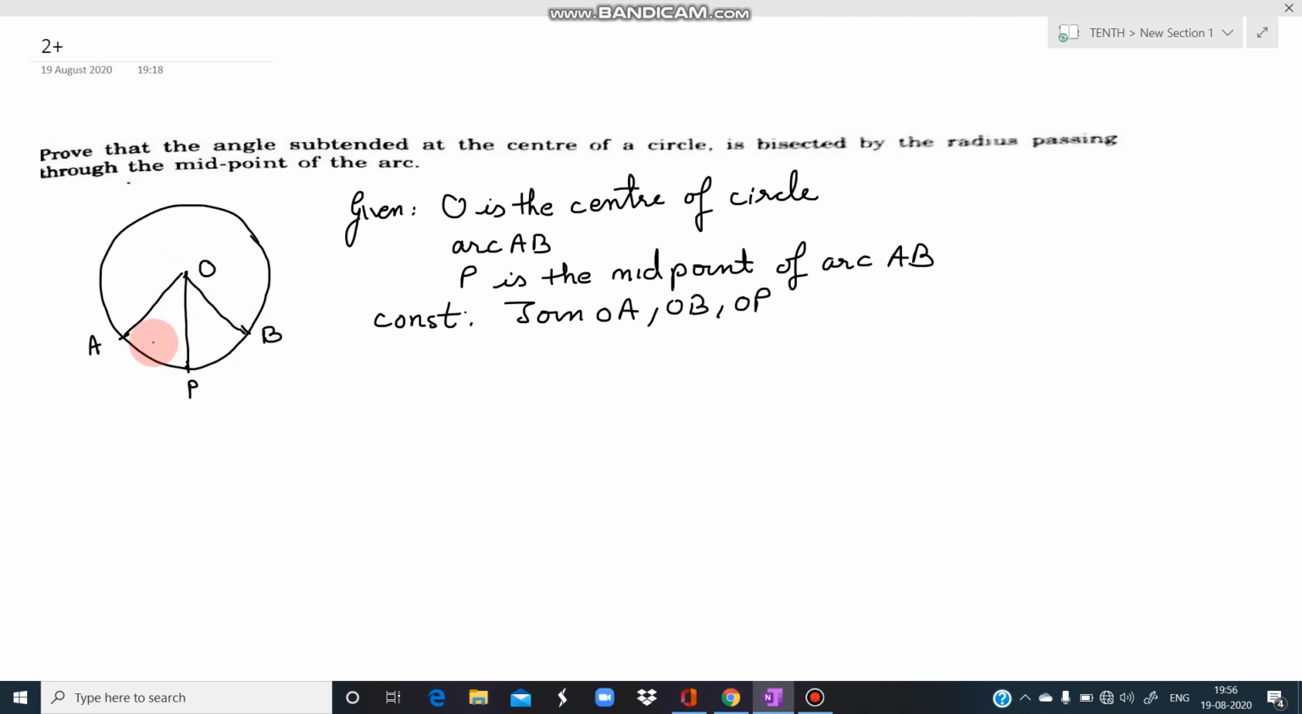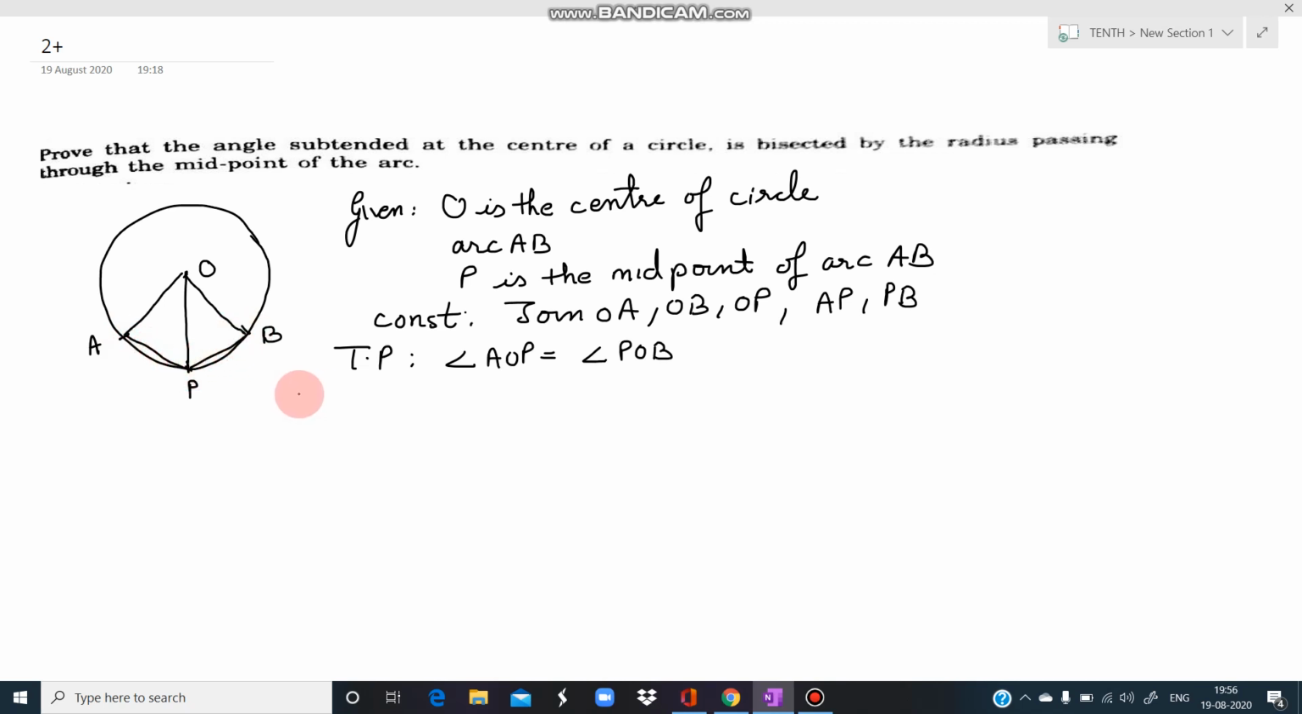Now what do we have to show? We have to show that the arc AB, what angle did it make at the center? Angle AOB. We will show that this radius OP, which is passing through the midpoint of the arc, divides this angle into two parts. So what we have to show? We have to show that angle AOP is equal to angle POB. So we also do one more construction. We join AP and PB also.